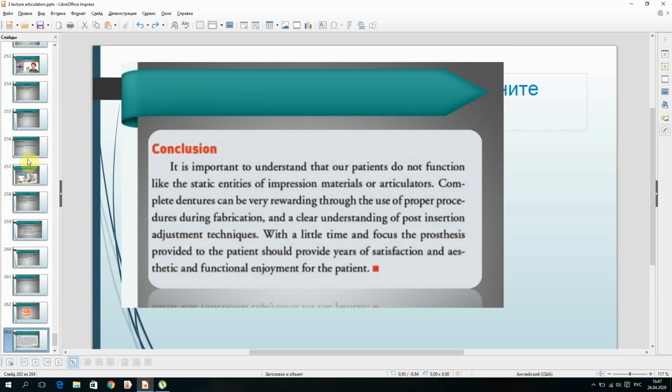Conclusion. It's important to understand that our patients don't function like the static antithesis of impression materials or articulators. Complete dentures can be very rewarding through the use of proper procedures during fabrication and a clear understanding of post-insertion adjustment techniques. With a little time and focus, the prosthetics provided to the patient should provide years of satisfaction and aesthetic and functional enjoyment for the patient.